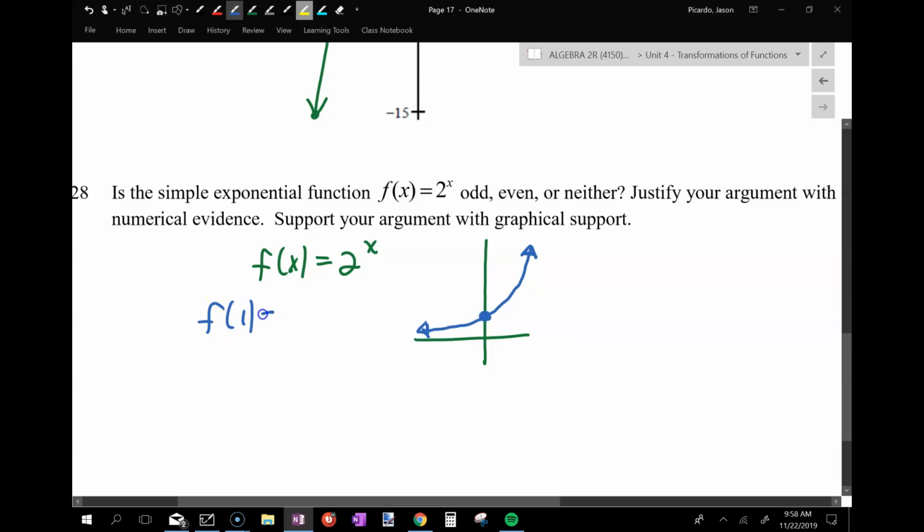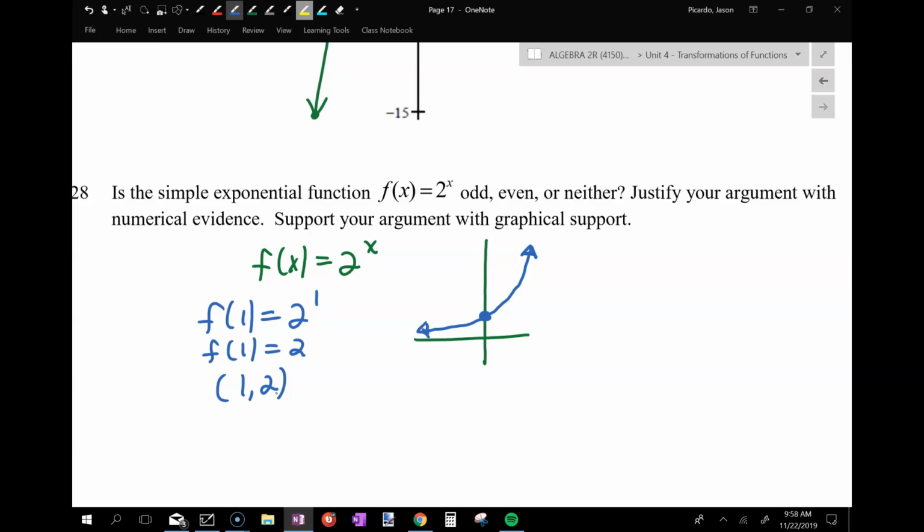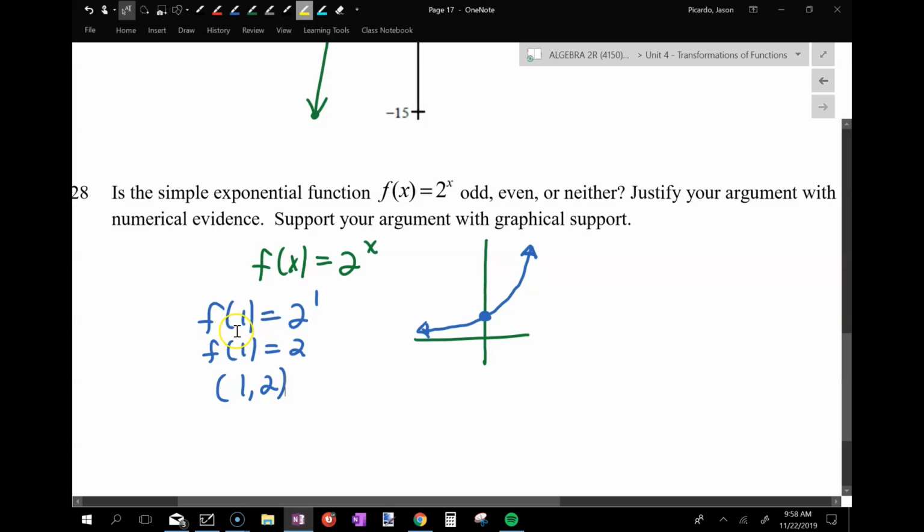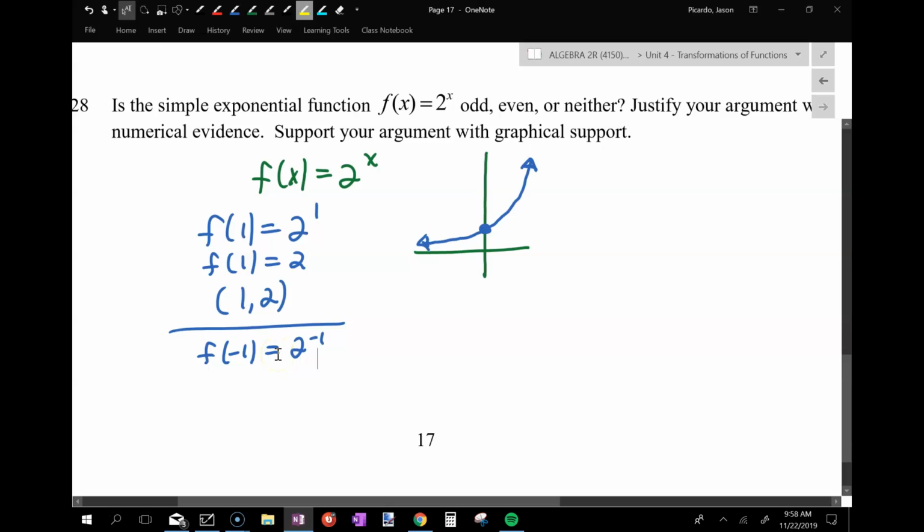Let's see what happens when we plug in 1. What is 2 to the first power? Positive 2. So that means that I have a point 1, 2. Guys, if I want to figure out now if this is even, odd, or neither, what do I need to compare this to? Well, I plugged in 1, now I need to plug in -1 and see what we get. 2 to the -1 power. Now this isn't quite as easy to do. Type it in your calculator. 2 to the -1st power. One half. So in other words, the point -1, 1/2 lies on this.